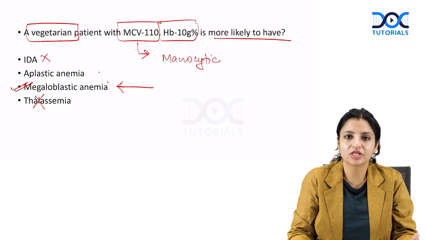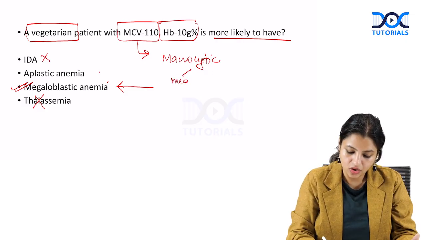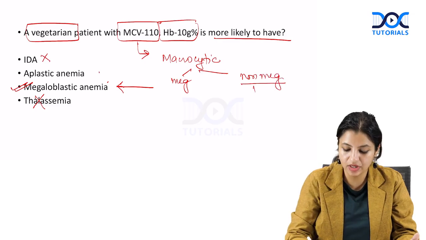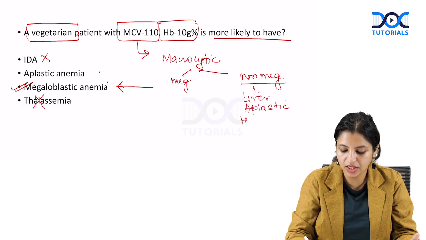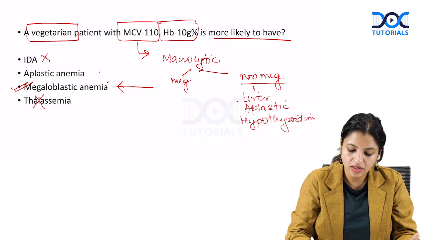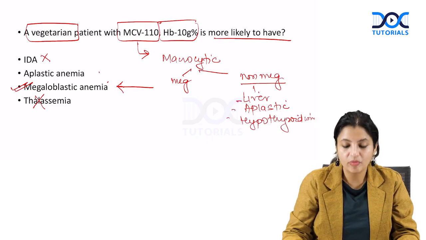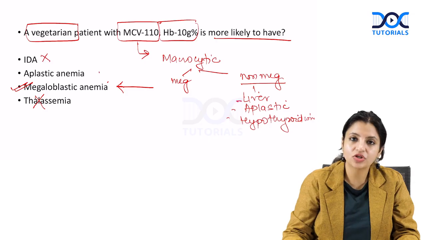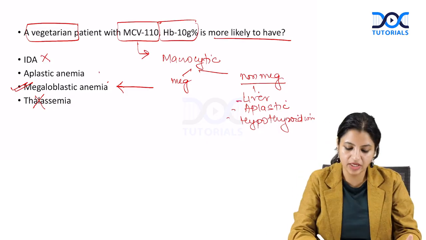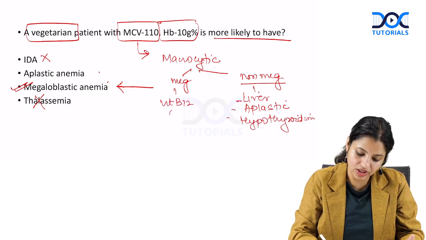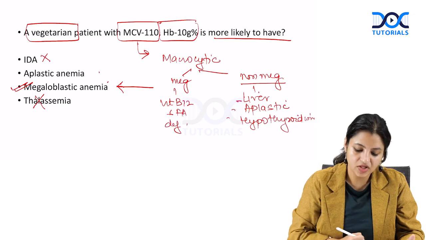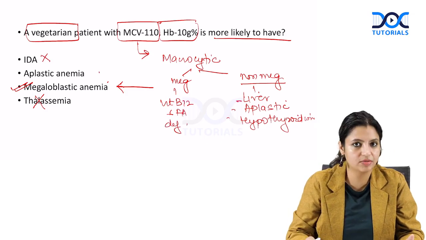So remember, macrocytic anemia can be megaloblastic, or it can be non-megaloblastic. Among the non-megaloblastic causes, the important ones you have to remember are liver diseases, aplastic anemias, and hypothyroidism. These are the common non-megaloblastic causes of macrocytic anemia. Megaloblastic is a separate category, which is because of vitamin B12 and folic acid deficiency. So that is your macrocytic anemia, which everybody should be clear about.